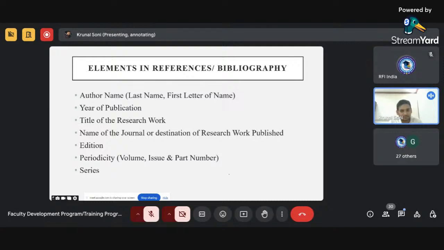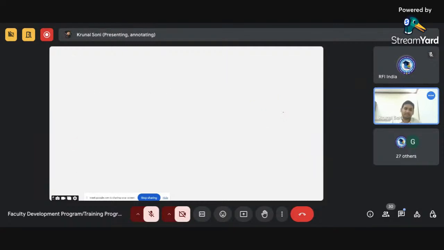The name of the author should be there, and it starts from the last name and the first letter of the name. Let's say my name is Krunal Soni, right? So what should be the part of this, right? So Soni, right? And only K will appear, not the full name, right? So you can see this.